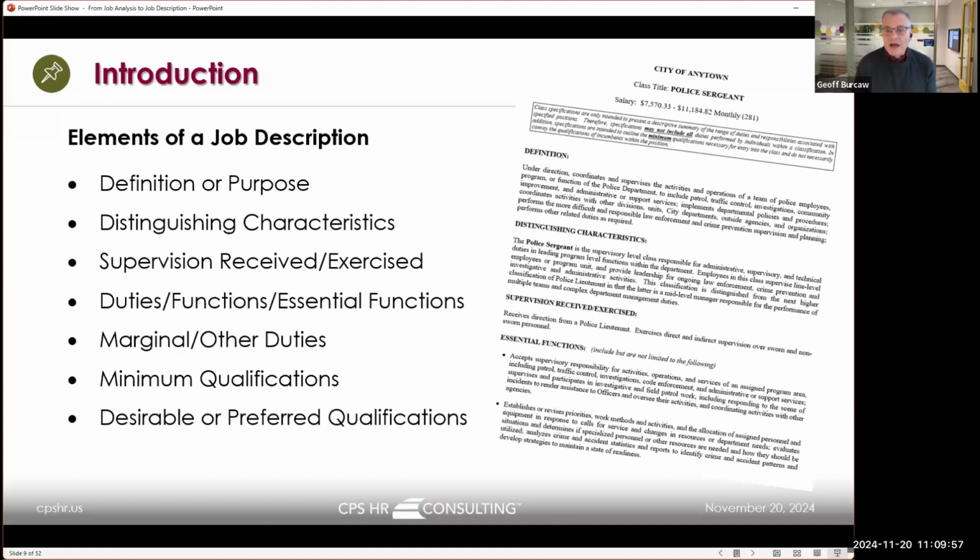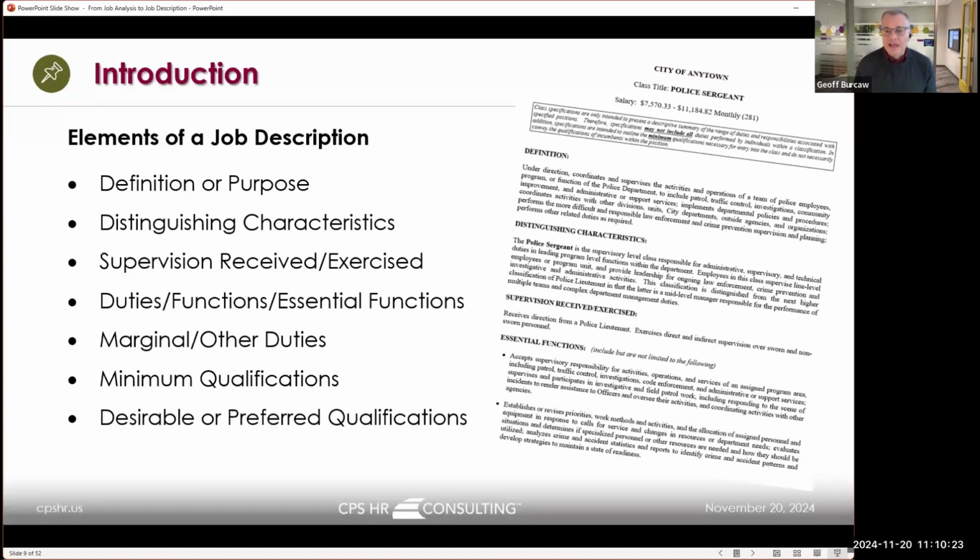And then you might have those other duties, those other things that are performed, the so-called marginal duties. And this isn't that statement that lists a whole bunch of things and then at the bottom says, "and other duties as required." I'm not talking about that. I'm talking about specific things that we list that aren't essential, but you might have to do them at some point on the job.